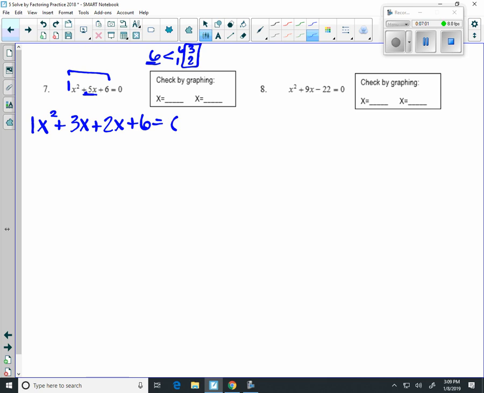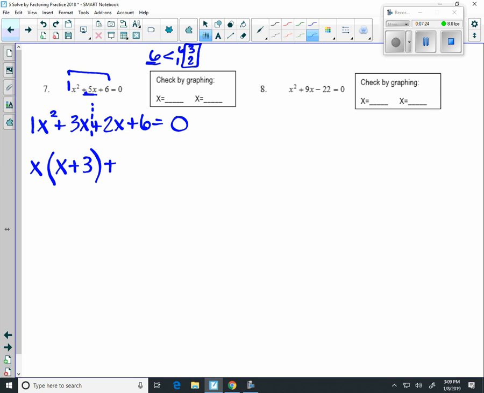I'm going to cut my problem in half. My first two terms have x in common. When I divide out an x, I'm left with x plus 3. Go ahead and pause and see if you can finish the problem.